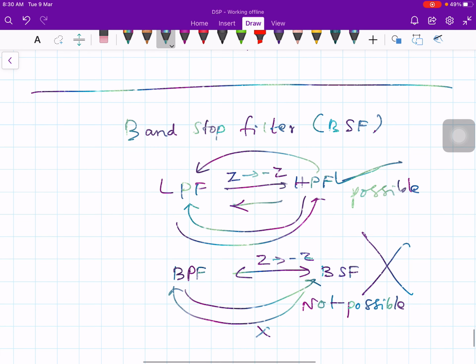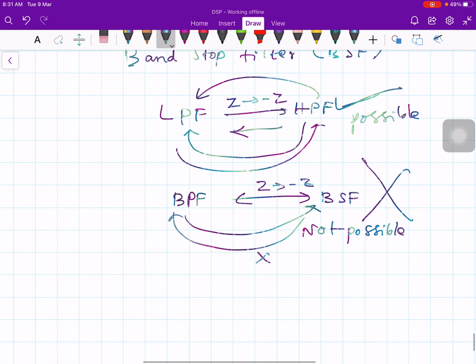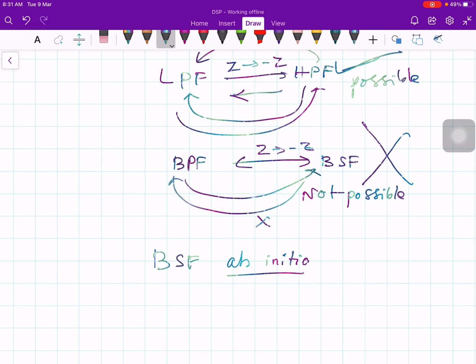So in a low pass filter, if you replace z by minus z, you get a high pass, and vice versa. If you take a high pass and replace z by minus z, you will get a low pass, right? That is okay. But this is not true for the band pass filter and band stop filter. Therefore, the band stop filter has to be derived ab initio.